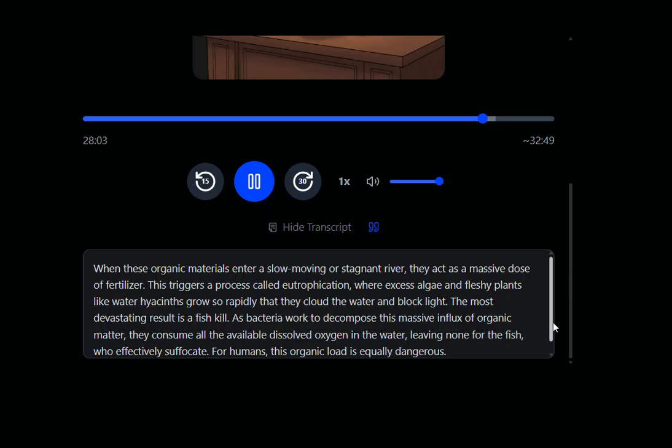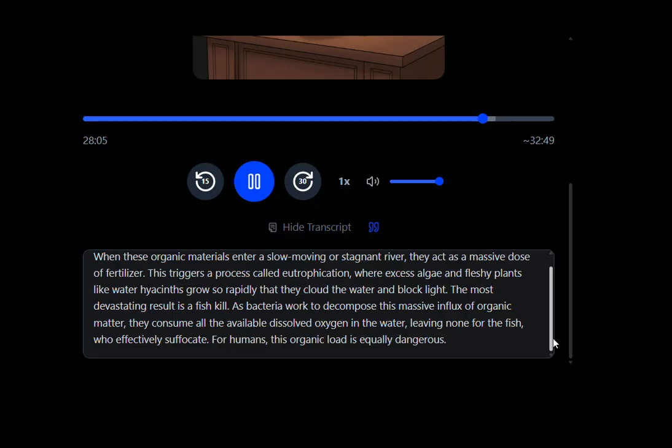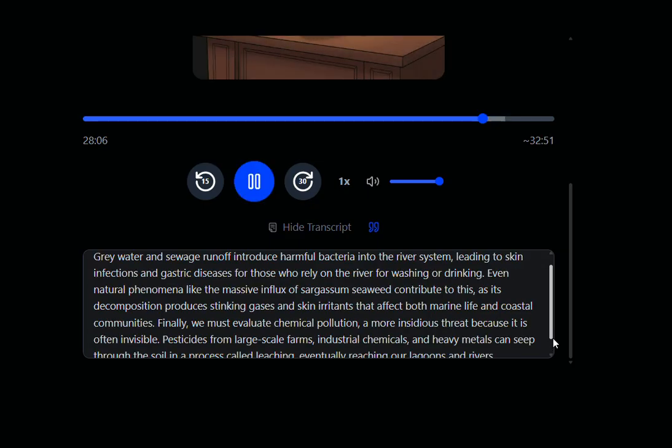For humans, this organic load is equally dangerous. Gray water and sewage runoff introduce harmful bacteria into the river system, leading to skin infections and gastric diseases for those who rely on the river for washing or drinking. Even natural phenomena like the massive influx of sargassum seaweed contribute to this, as its decomposition produces stinking gases and skin irritants that affect both marine life and coastal communities.